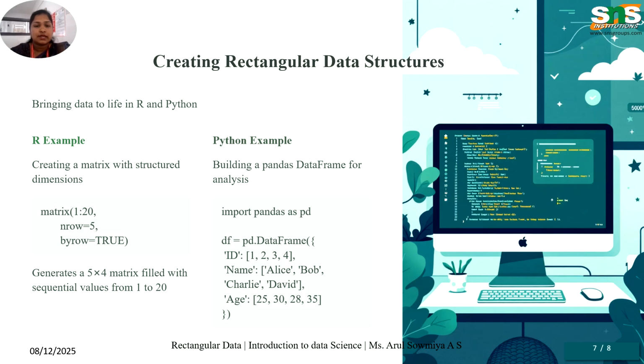The next one is creating a rectangular data structure. How do we create rectangular data in programming? For example, we are taking R and Python. Here in R we create a matrix with structured dimensions. For example, matrix of 1 to 20, with nrow equal to 5 and ncol equal to 4. This creates 5 rows, 4 columns, and numbers filled from 1 to 20. This is the example for our structures.